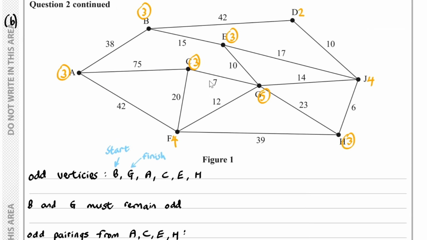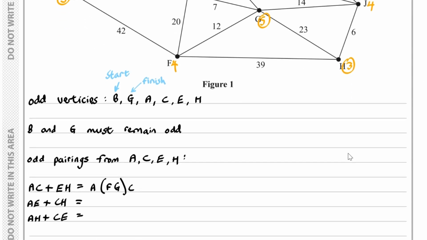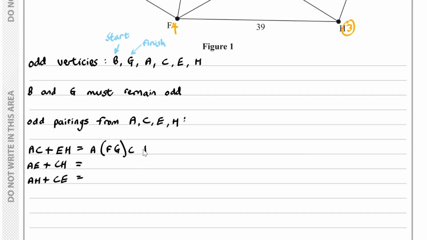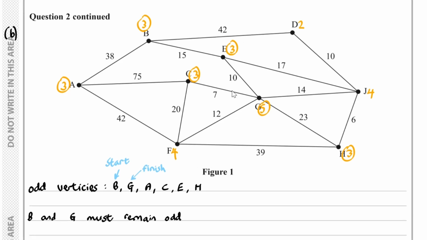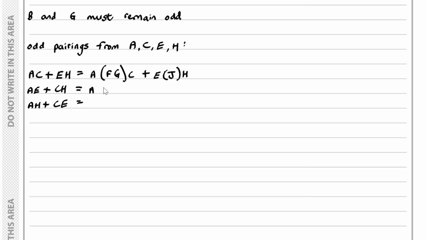And then EH, starting at E, finishing at H. So EH, the smallest route, we can go from E to J and then to H. So EH, that's E, J and H. For AE, if you think about A and then finish at E, the way we can go to E from A is via B, that's the shortest route. So we have A, B, E for AE.